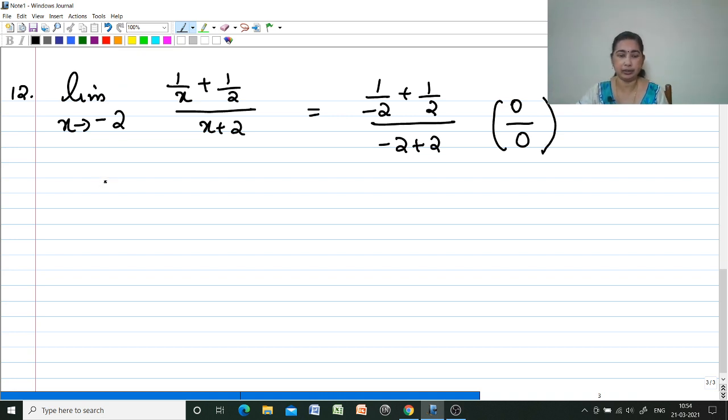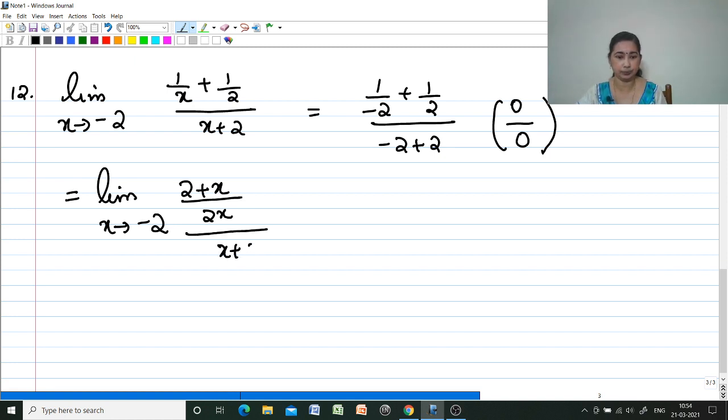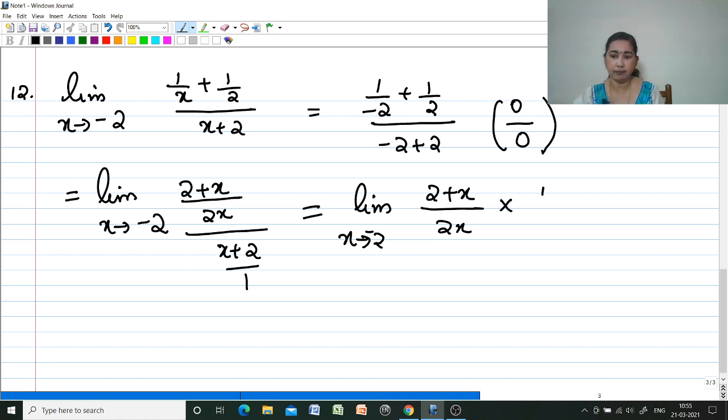So either we have to factorize or go for some other method. Limit x tends to minus 2. Now I am cross multiplying, that is, adding the two fractions. So (2 plus x) divided by 2x, whole divided by (x plus 2). That equals limit x tends to minus 2, (2 plus x) by 2x, and x plus 2 are the same, then x plus 2 by 1. Taking the reciprocal, 1 by x plus 2.